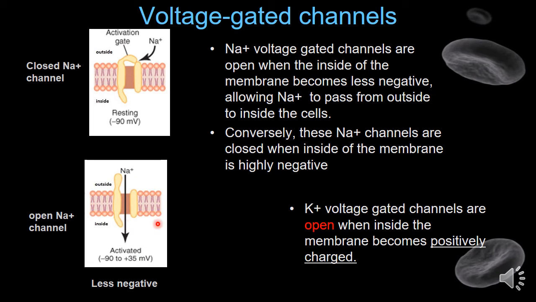The gates are opened. While potassium voltage gated channels are opened when the inside becomes positive. For instance, when it becomes plus 35, they will be opened.